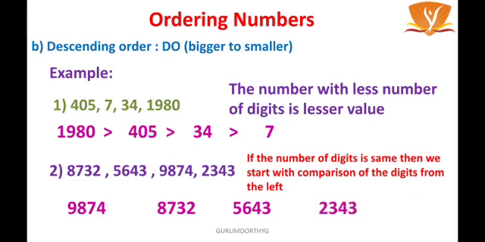The descending order is 9874 is greater than 8732. 8732 is greater than 5643. 5643 is greater than 2343.